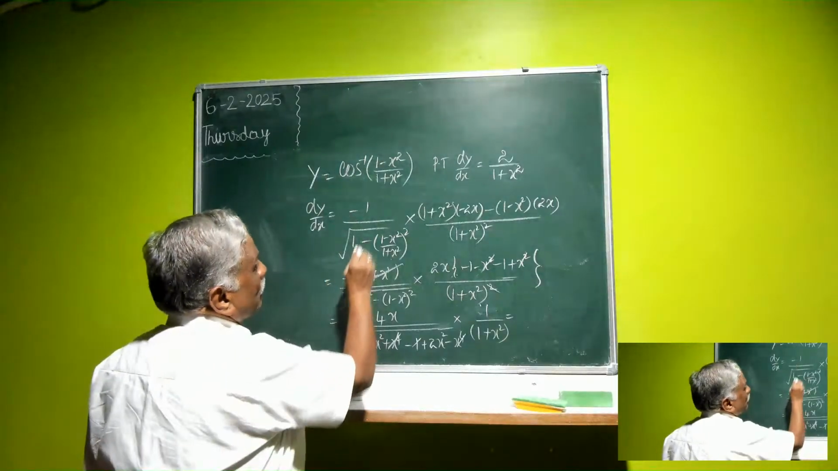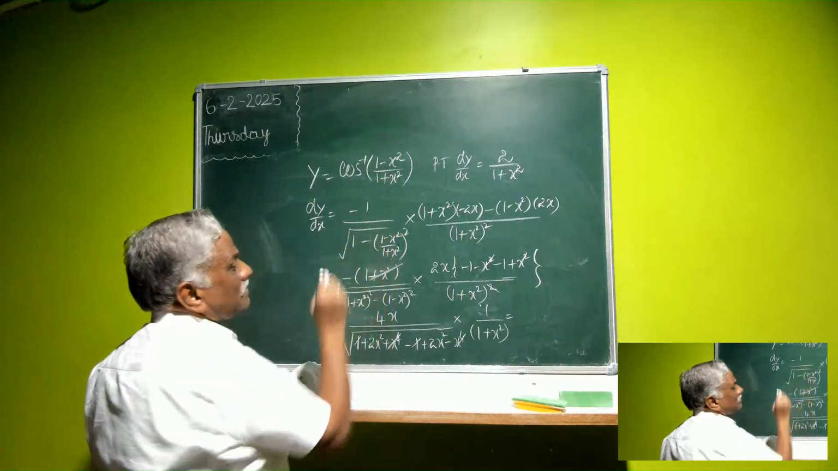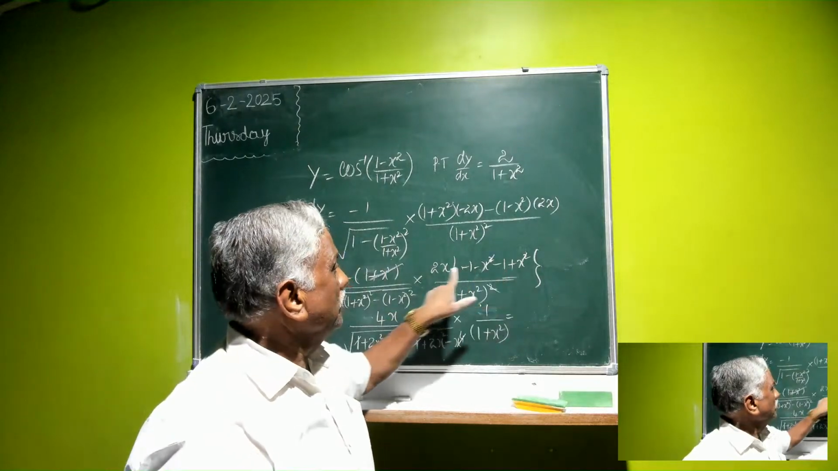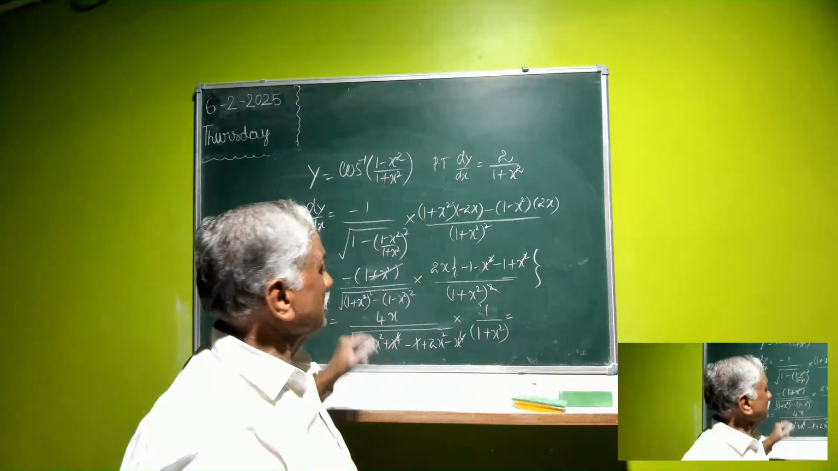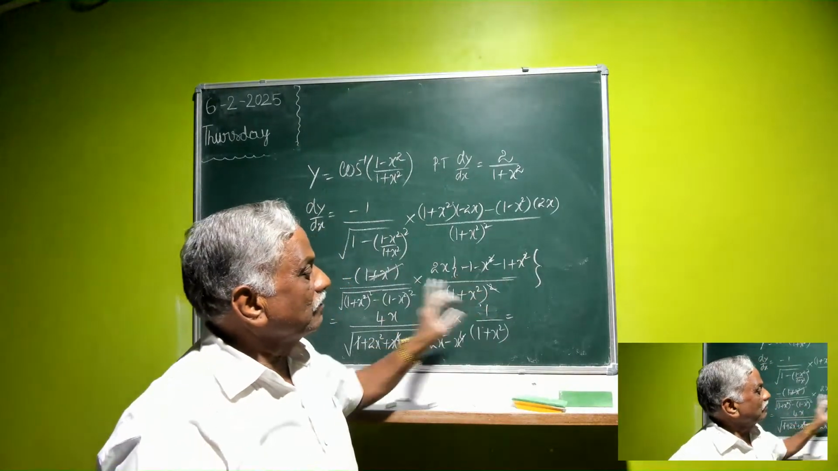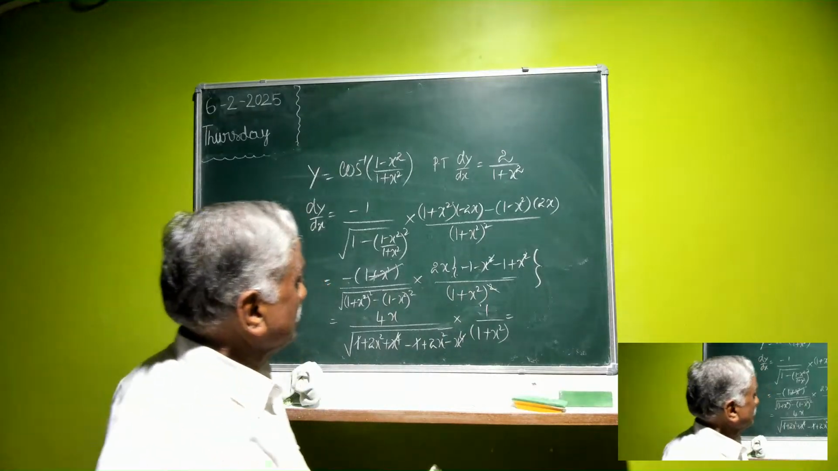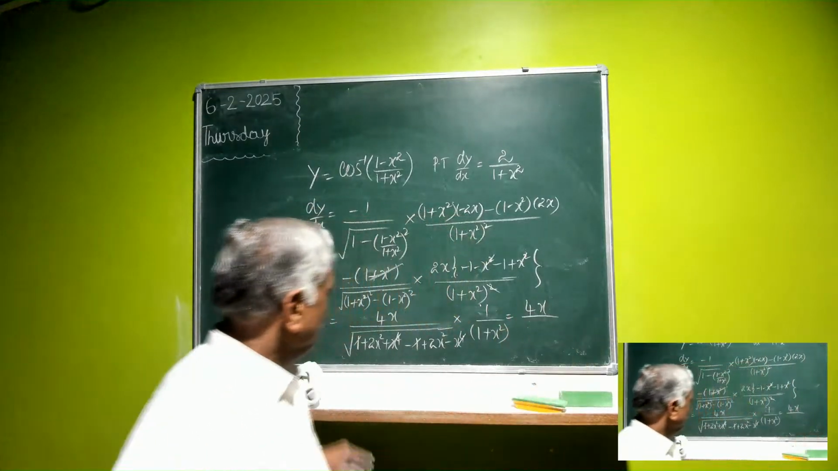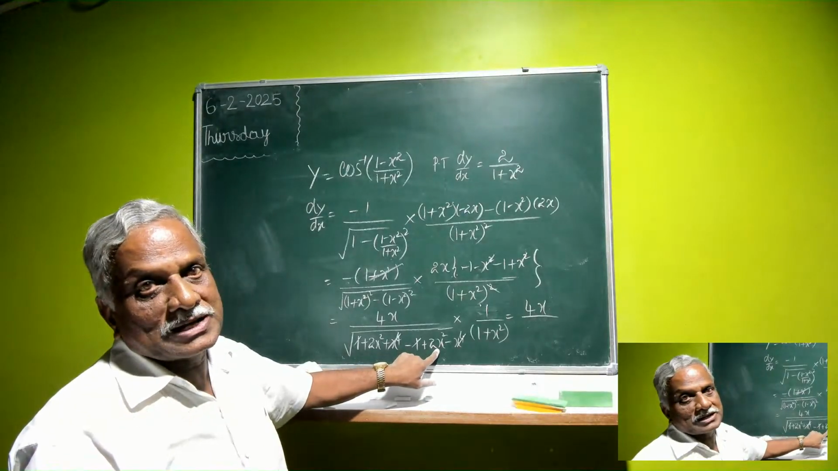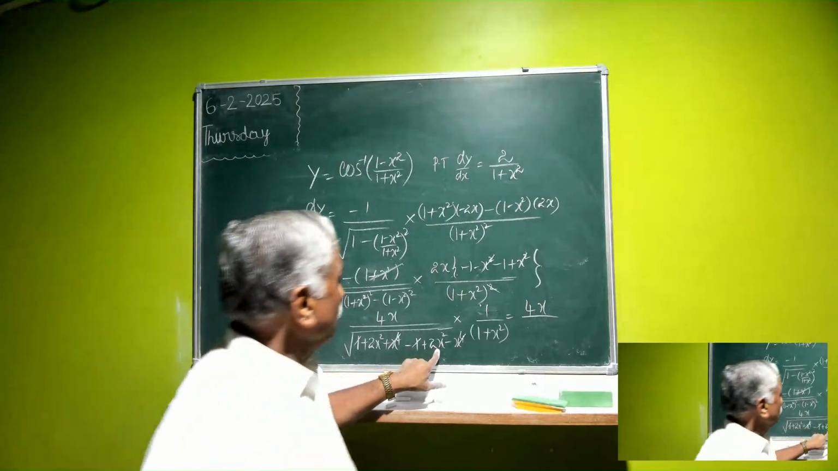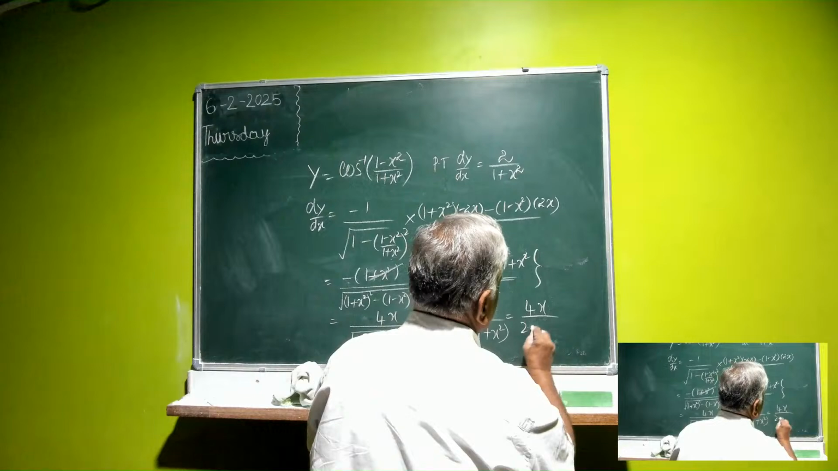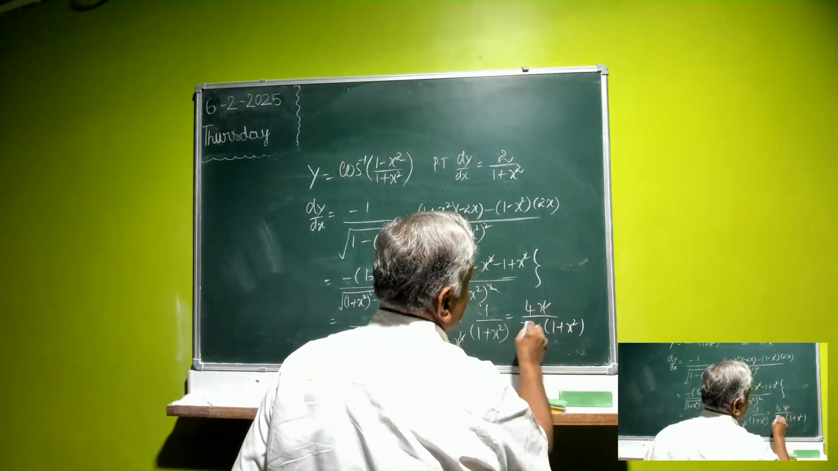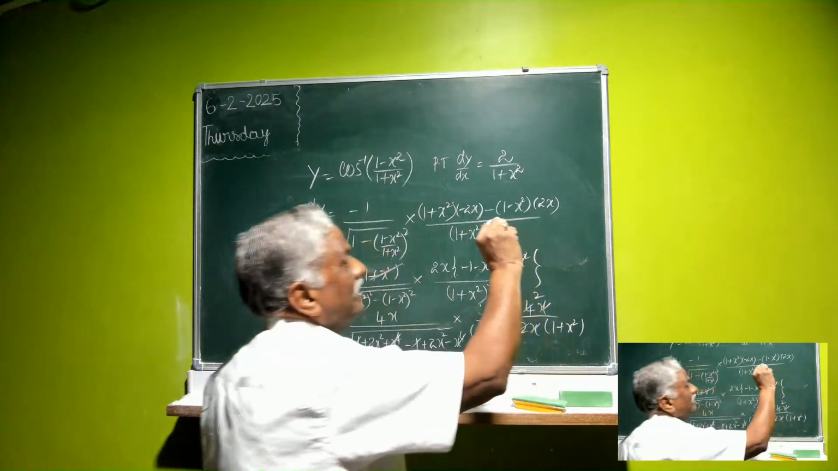This minus sign is because of cos inverse differentiation. You get minus 1 minus 2 into x minus 4x, it becomes plus 4x. And 1 over 1 plus x remains as it is. So this is 4x over 2x square plus 2x square is 4x square. Root of 4x square is 2x into 1 plus x square. x and x cancel. We get the solution.